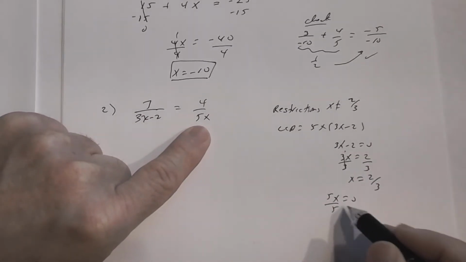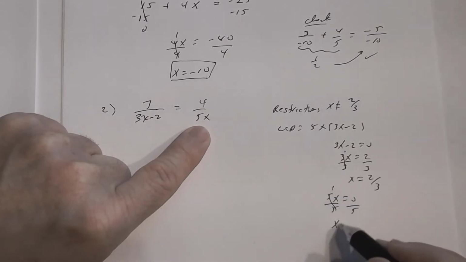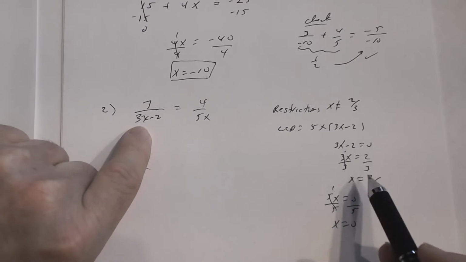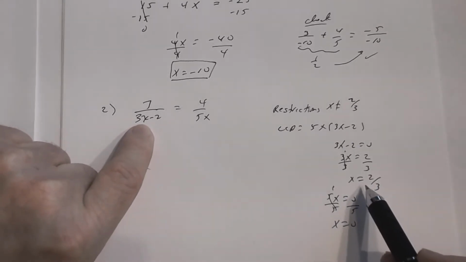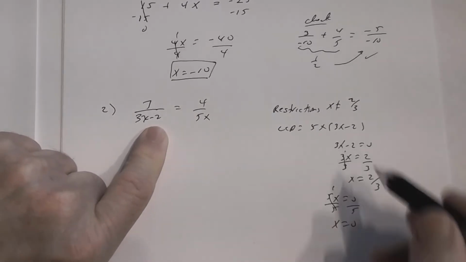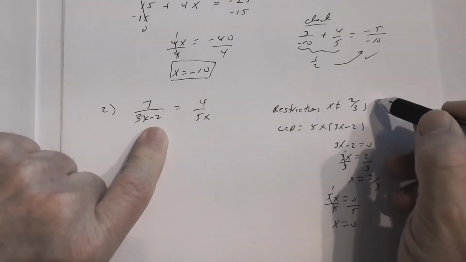Well, if I divide both sides by 5, 5x equals 0 and x is 0. It makes sense because 5 times 0 is 0, right? And that makes sense too, because what's 5 times 2/3? Well, 5 times 2/3 is 2, and 2 minus 2 is 0. So you have two restrictions here, 2/3 and 0.